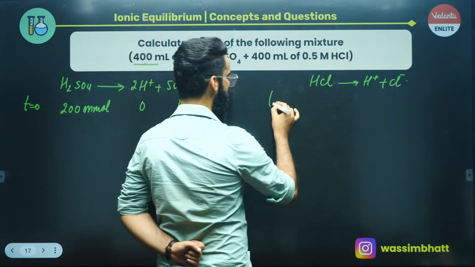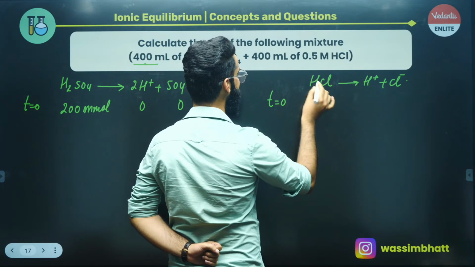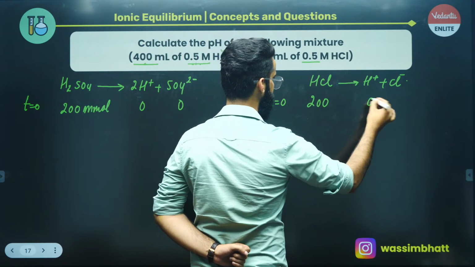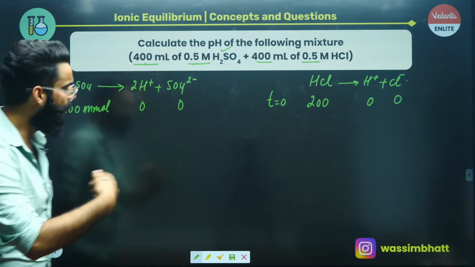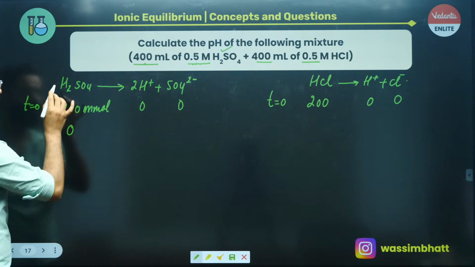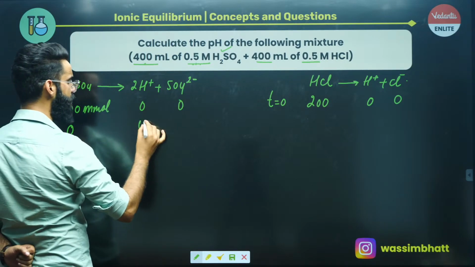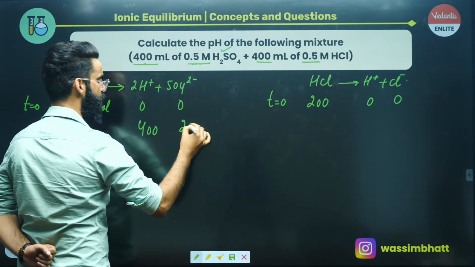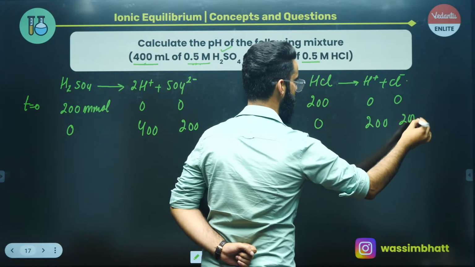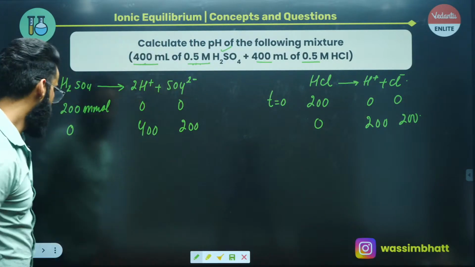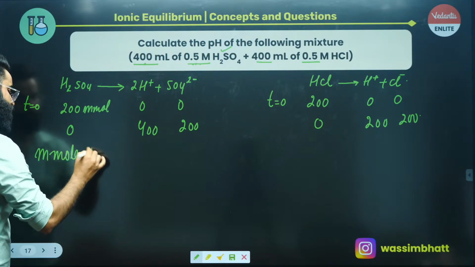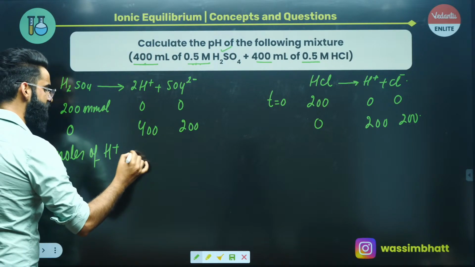In a similar way, if I ask you how many millimoles of HCl are in the container initially, 400 multiplied by 0.5, so again 200 millimoles. So this is 0, right? Now both the acids are strong acids. They would have dissociated completely into their ions. So I'll be left with nothing. 1 mole gives 2 moles, so 200 will give 400. This is going to be 200. This will be 0. This will be 200. This will be 200, right? If I ask you how many total millimoles of H positive will be there in the container?